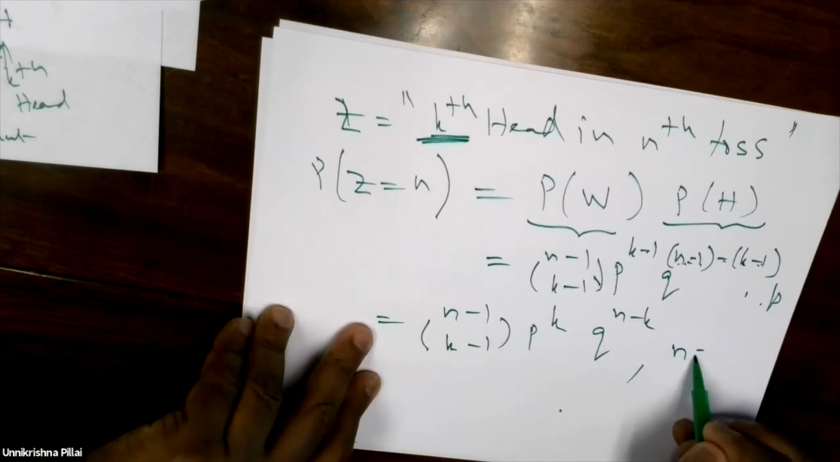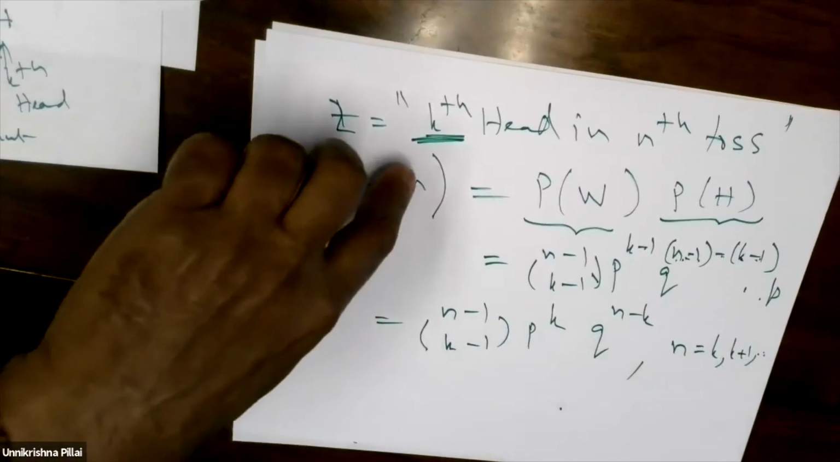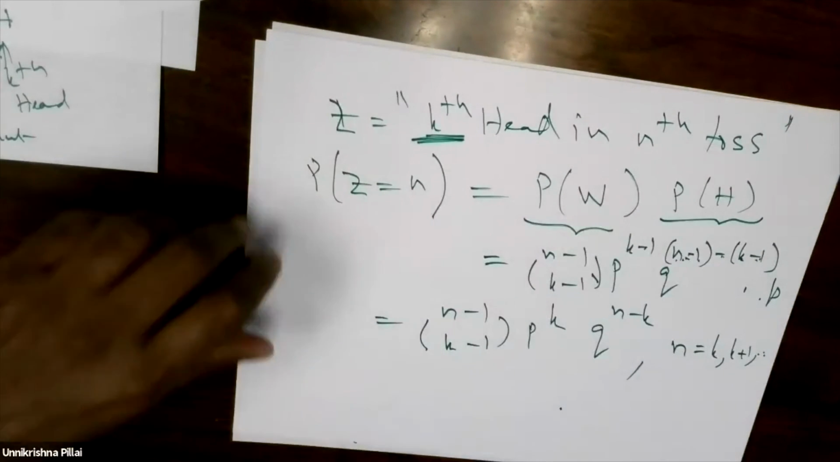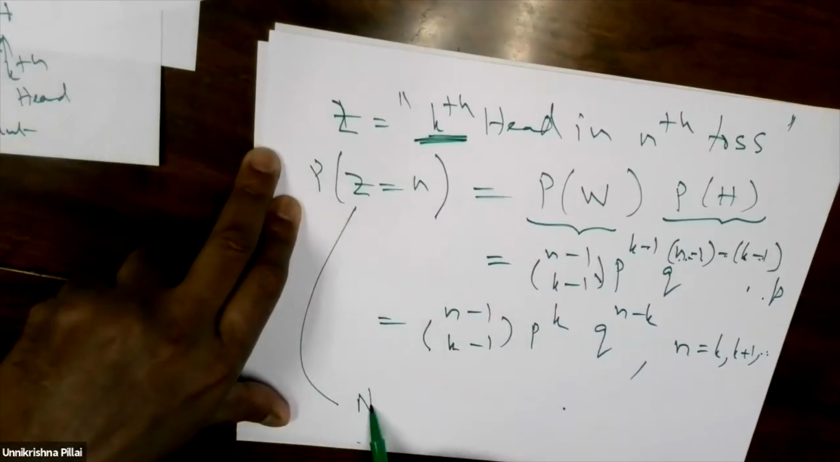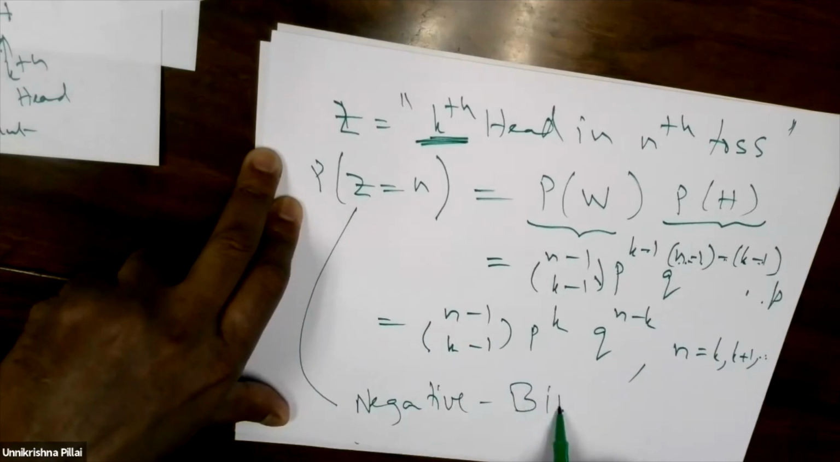What is the variable here? N. N goes from k, k plus 1, etc. To get to k heads, you at least need k trials. And for whatever reason, this is known as a negative binomial random variable.